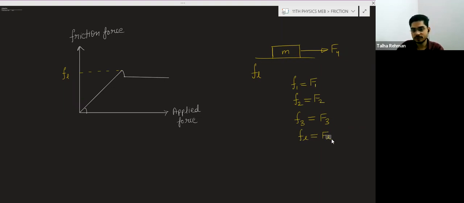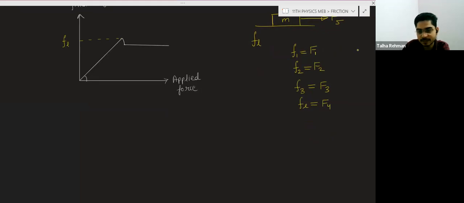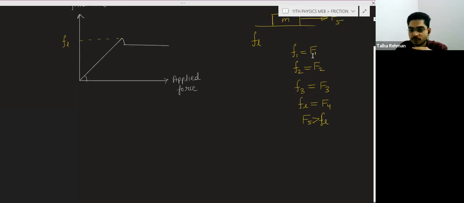This F4, what is F4? F4 becomes equal to the limiting friction force. Now this force and the limiting friction force are equal, which means this mass is at the verge of motion. If you apply a force F5 which is greater than F4, that is, greater than the limiting friction force, this time your block will start moving.